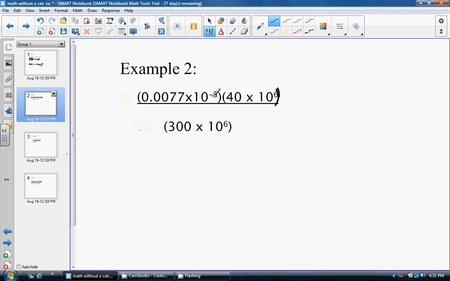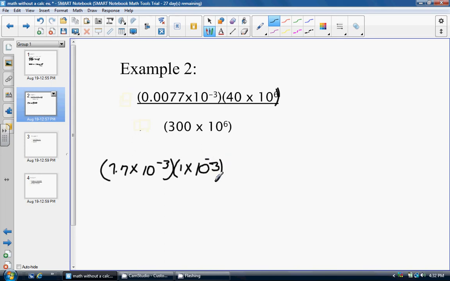I'm going to just start with this number right here, 0.0077. I'm going to make that a number between 1 and 10. So I'm moving the decimal 3 places to the right. So this is going to become 7.7. I moved the decimal 3 places to the right, so that makes it -3. Now, I just changed that number to something that was equivalent. It already originally had a power of 10, so I need to still multiply that by 10 to the -3.